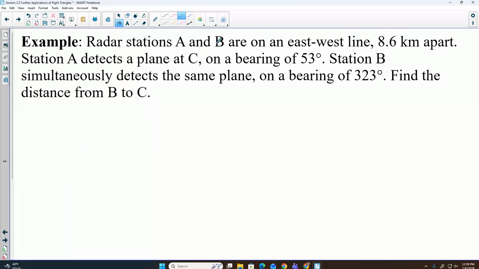So let's look at this problem. Radar stations A and B are on an east-west line 8.6 kilometers apart. What does that mean if they're on an east-west line? Horizontal. Okay, so all I know, I have station A, horizontal line, station B. I haven't given any bearings yet, so we're just drawing this. We know the length here is 8.6.